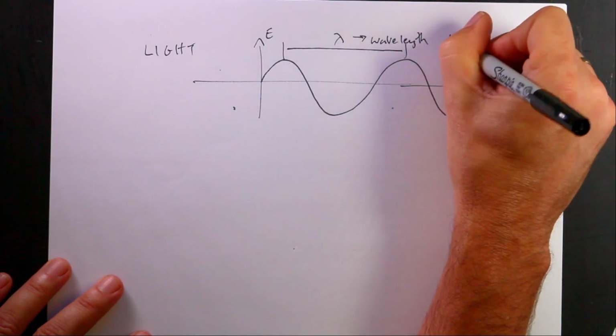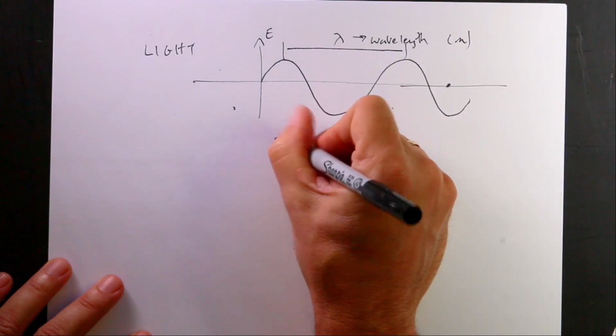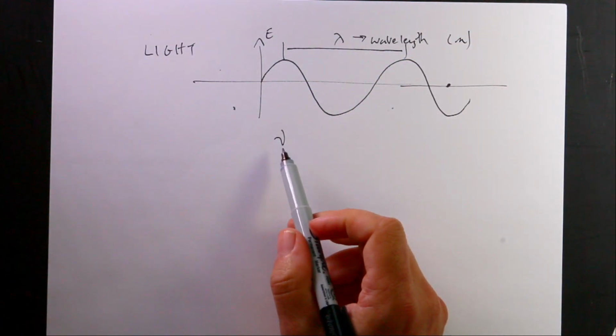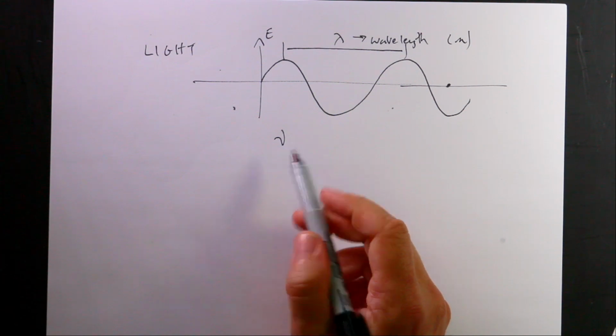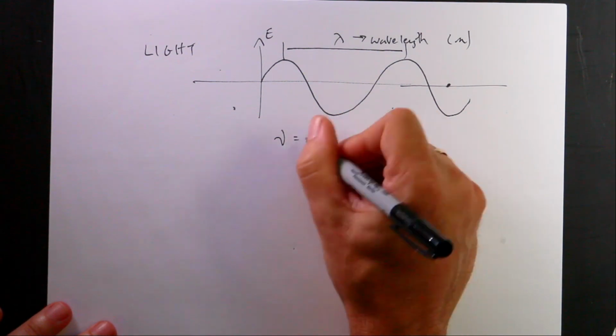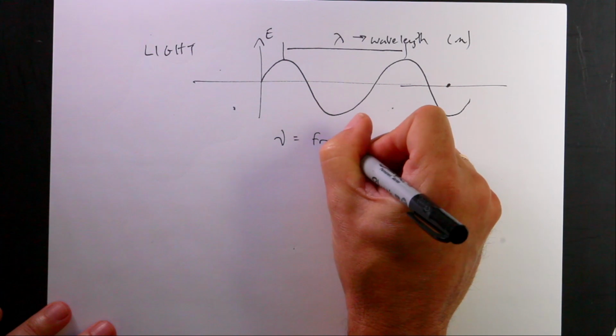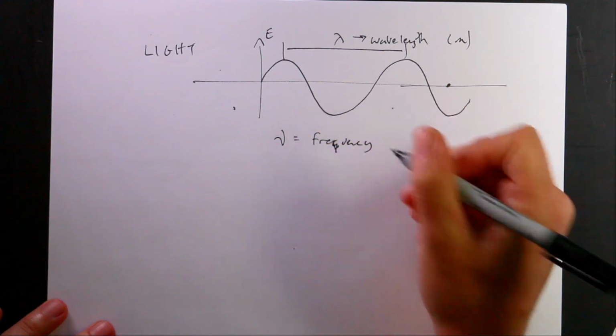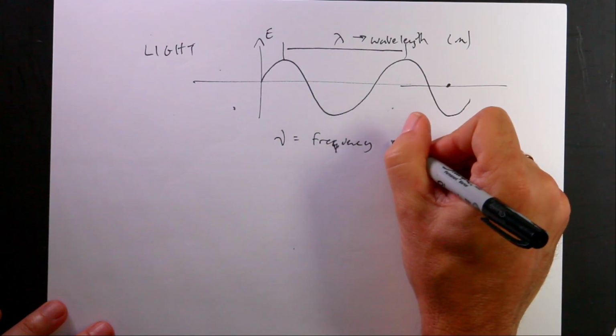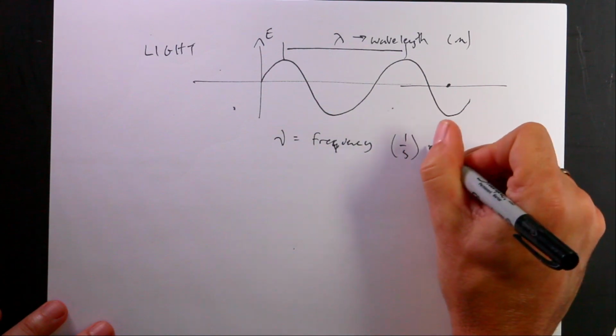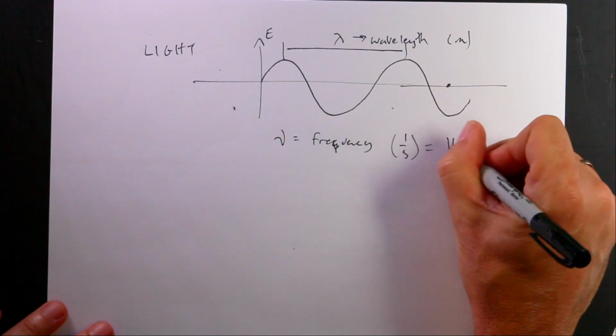So this is the wavelength, and that has units of meters. And then I have the frequency. A lot of times they use the Greek letter nu. It's not a v, it's a nu. And that would be the frequency, and it's how many times per second. So it'd be in units of 1 over seconds. We call that also a hertz.